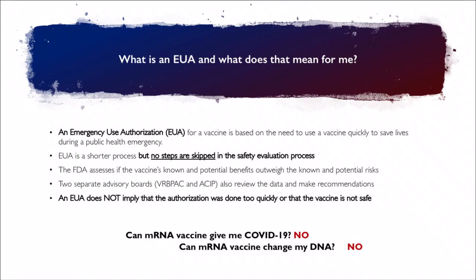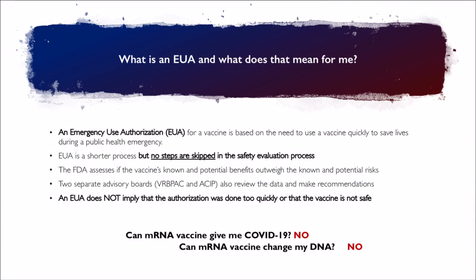It's also important to understand what an EUA means, or an emergency use authorization. Both the Pfizer vaccine and the Moderna vaccine, as of this taping, have received EUA. So an EUA for a vaccine is based on the need to use a vaccine quickly to save lives during a public health emergency. As of this recording, over 324,000 people have died of this disease. That would be like the entire population of St. Louis or Cincinnati. So yes, this is a public health emergency.